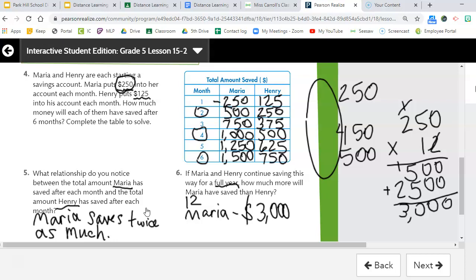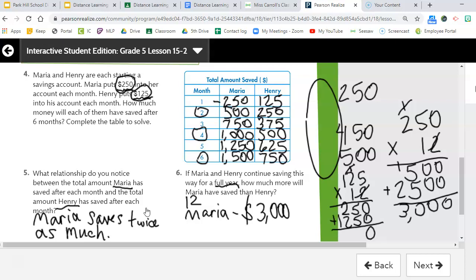Okay. Henry does 125 a month for 12 months. So I'm going to do 125 times 12. Okay. 5 times 2 is 10. 2 times 2 is 4 plus 1 is 5. 2 times 1 is 2. Use that 2, use that 1. Put my placeholder. 5 times 1 is 5. 2 times 1 is 2.